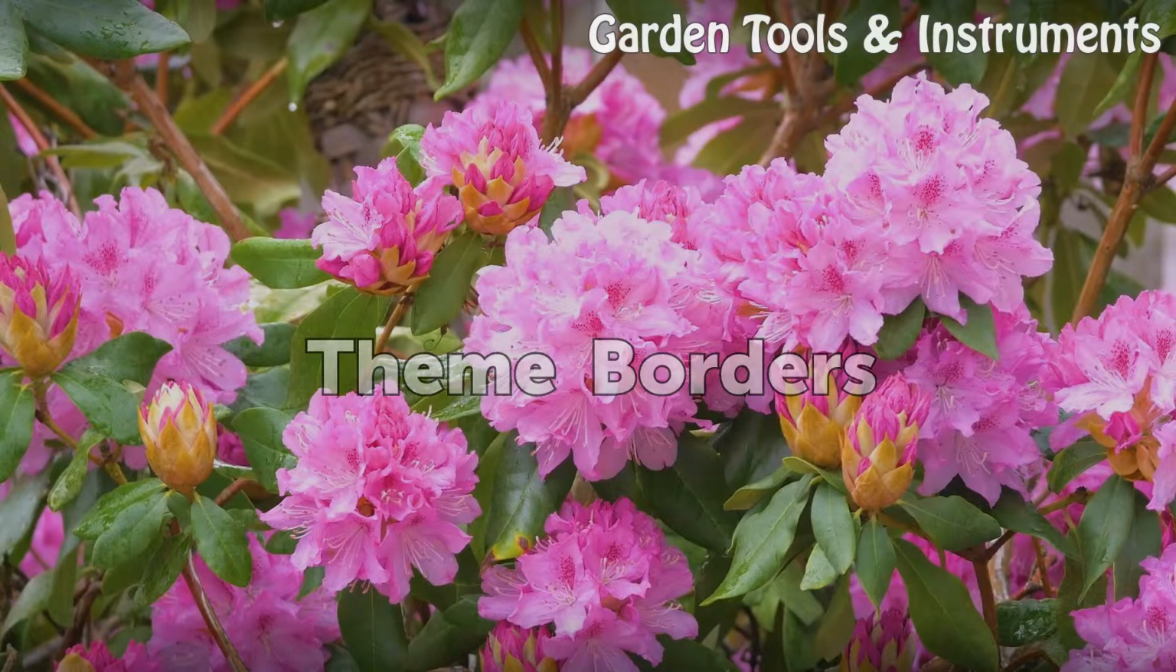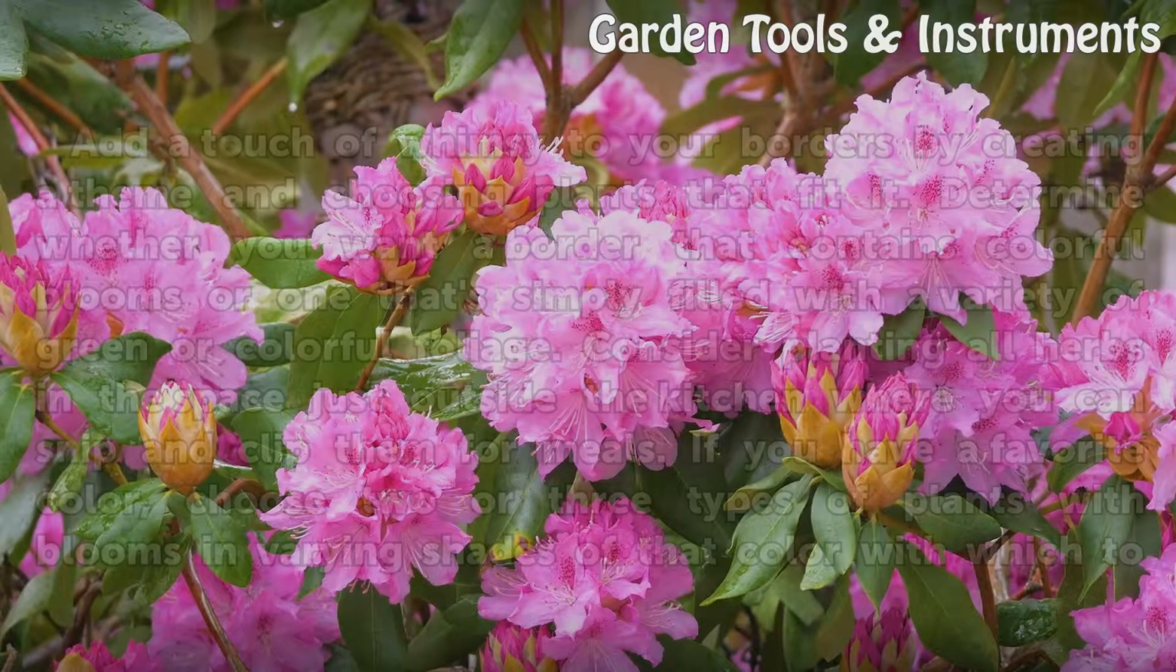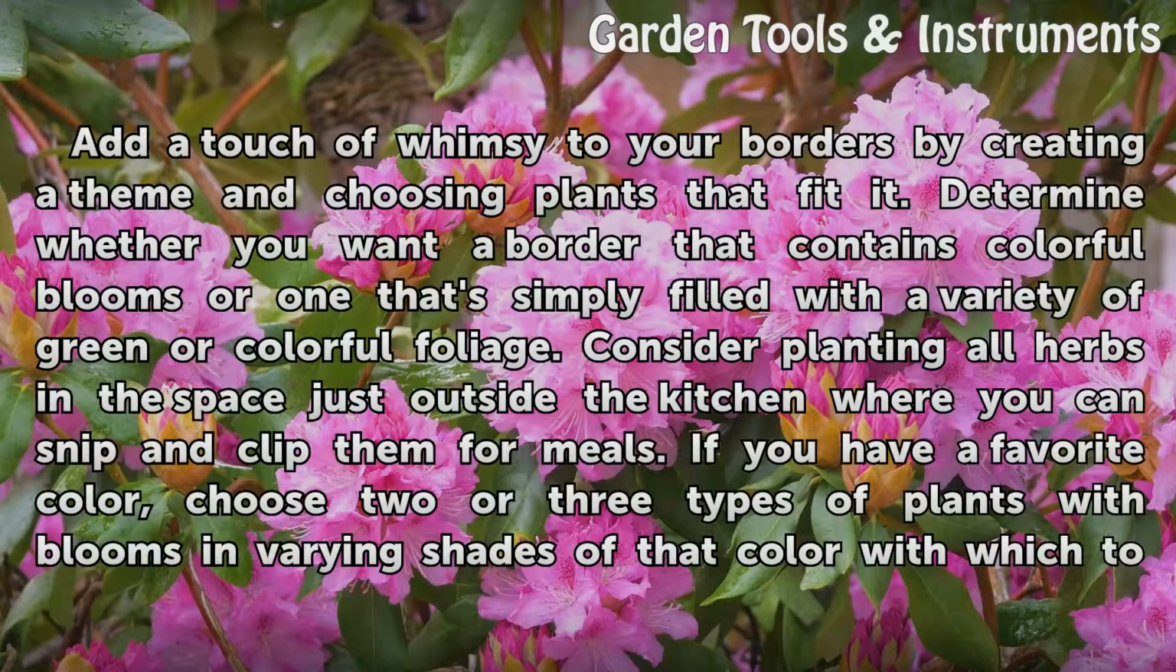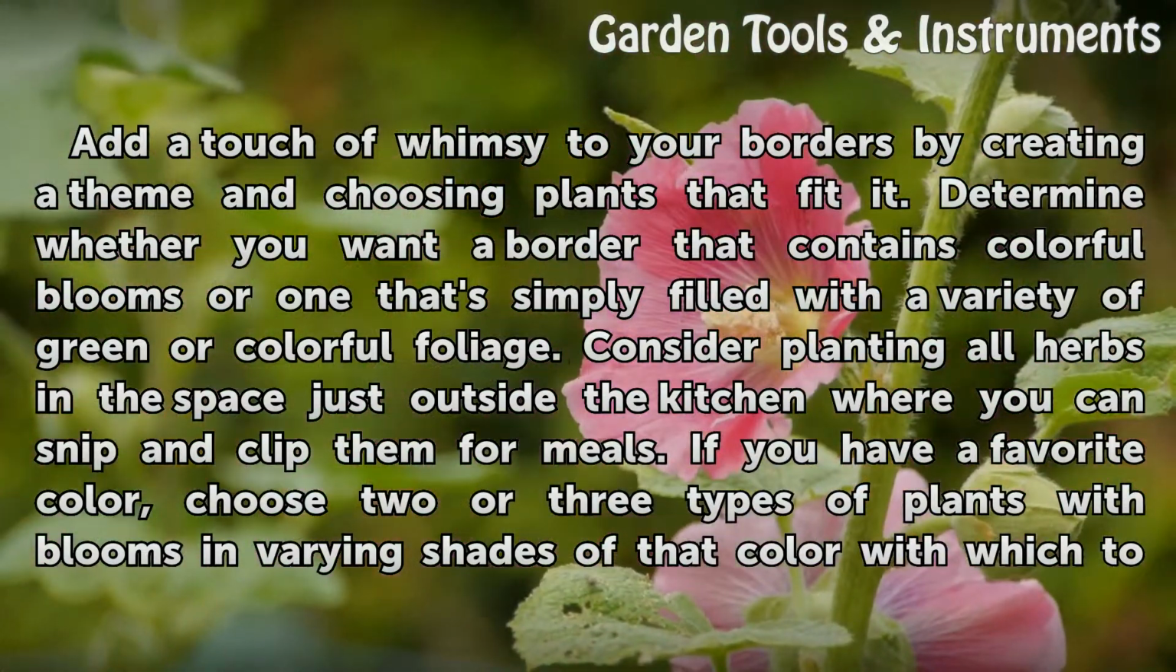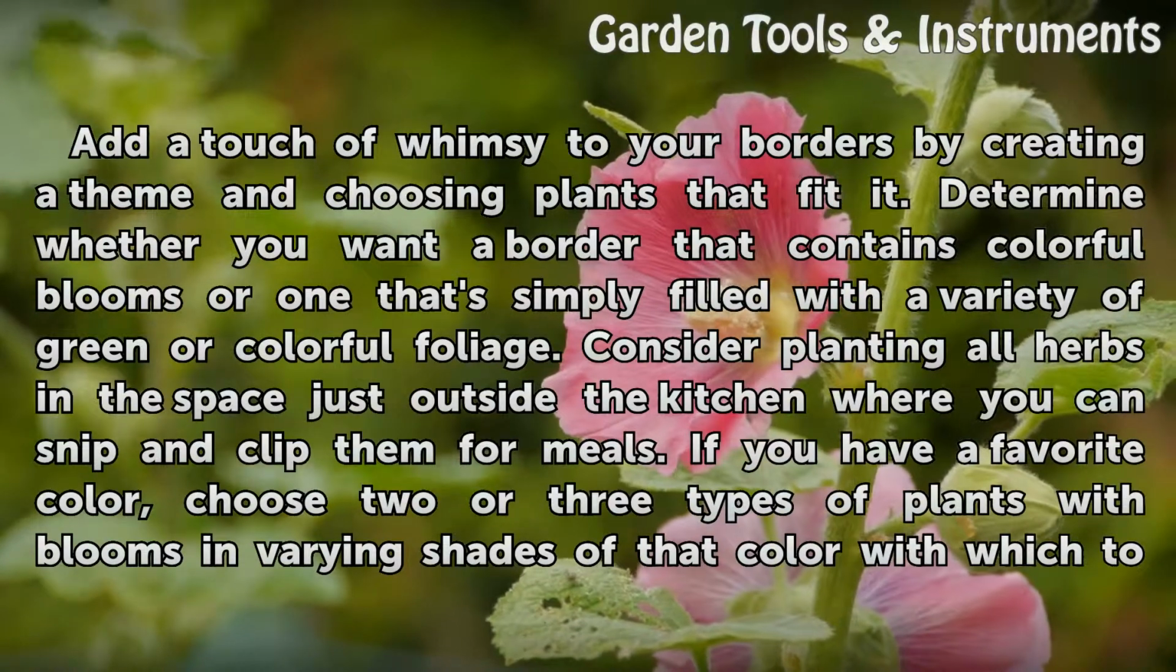Theme borders. Add a touch of whimsy to your borders by creating a theme and choosing plants that fit it. Determine whether you want a border that contains colorful blooms or one that's simply filled with a variety of green or colorful foliage. Consider planting herbs in the space just outside the kitchen where you can snip and clip them for meals.